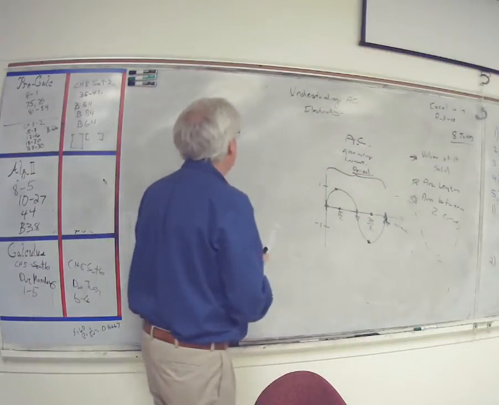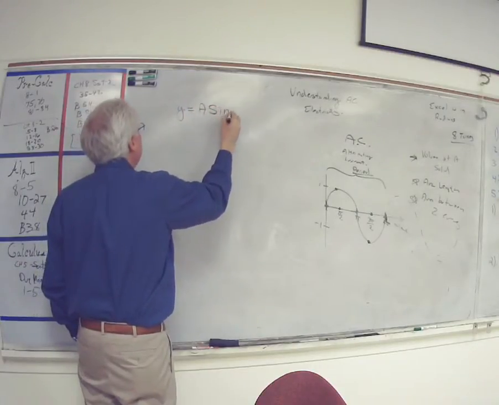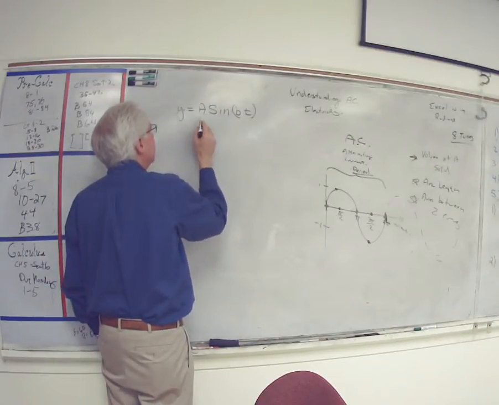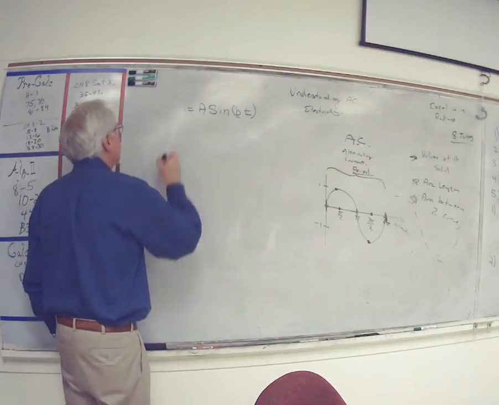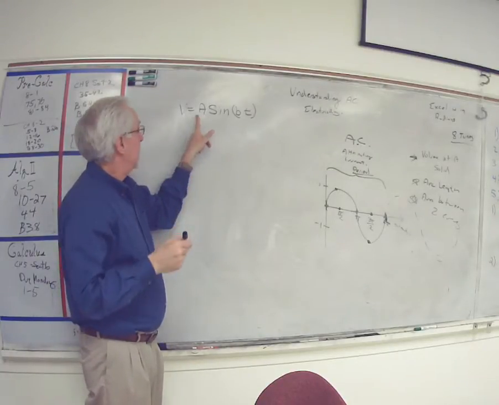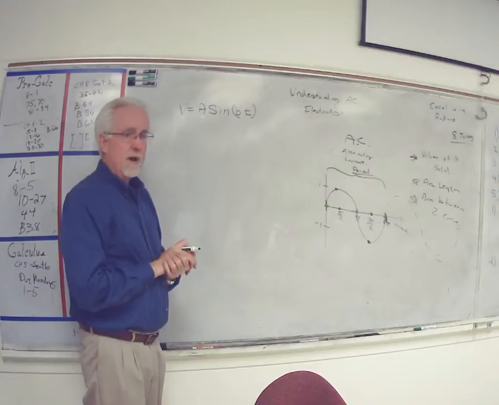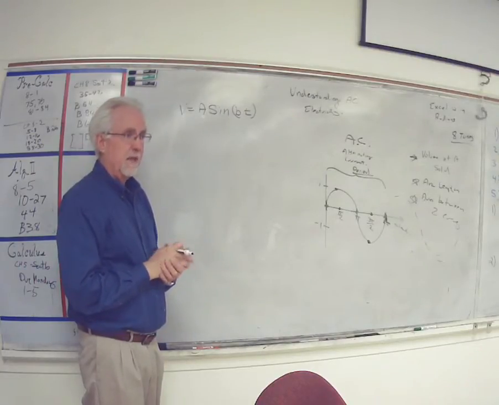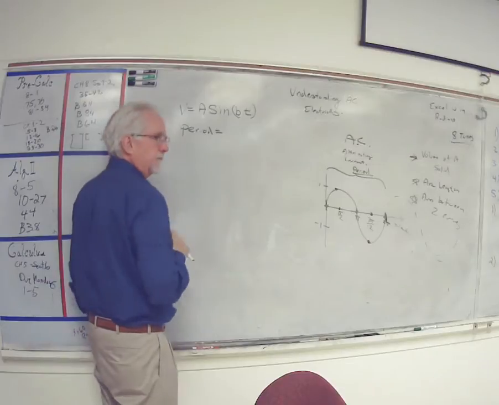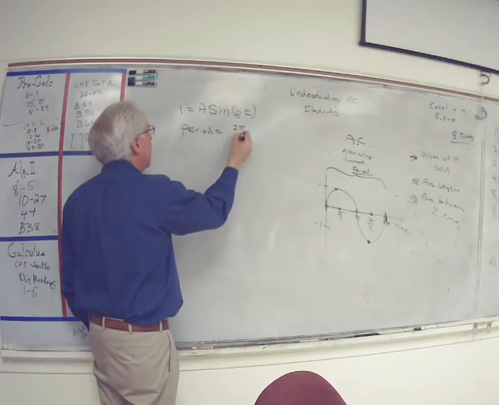And in general, if I have y is equal to a times sine of b times t, it's not y, it's really what? Voltage. Voltage is equal to some constant a times sine of bt. Now the first thing that I need to know about this wave is its period. And so what is the period going to be? 2 pi over b. 2 pi divided by b.